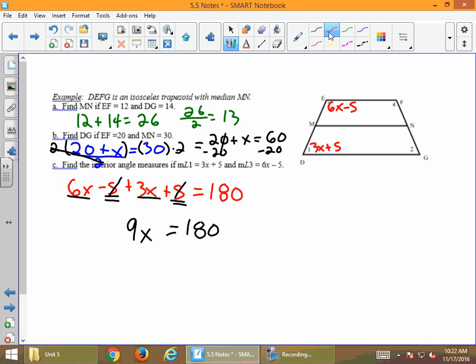Last step. Thanks for shouting out, everybody. Divide. So what is 180 divided by 9? 20. Good, we're done, right? Done. Move on to example D. Why did Derek say no? Derek, I found X, I'm done. It's right there.